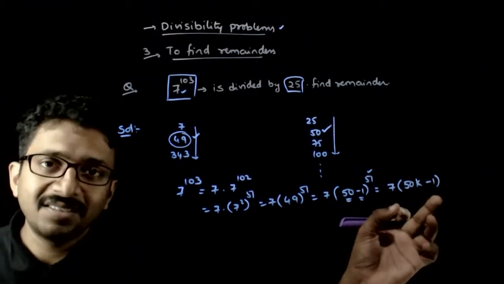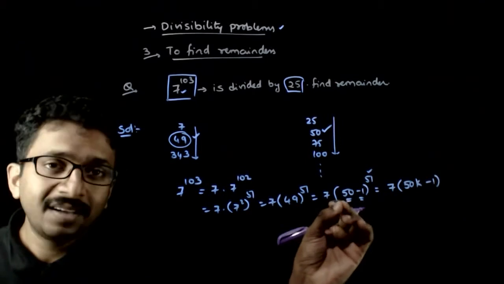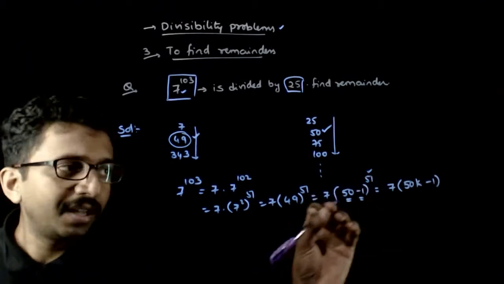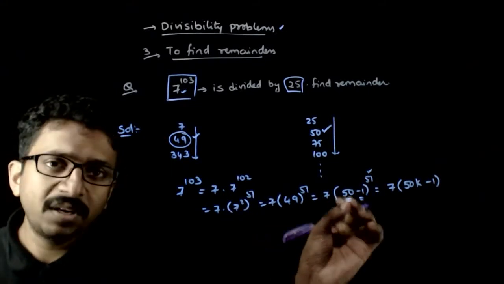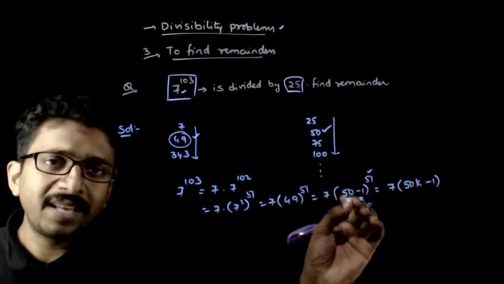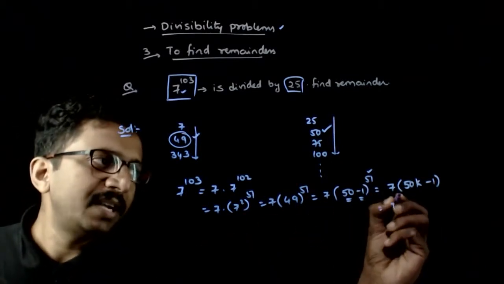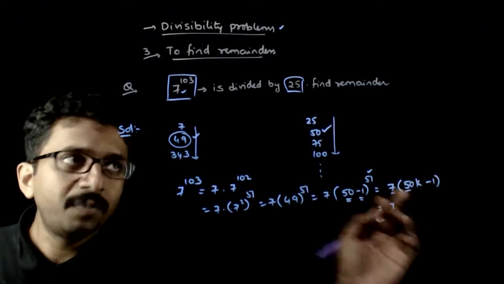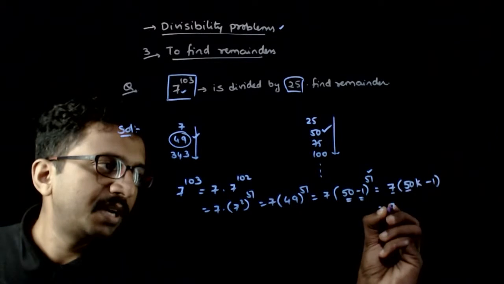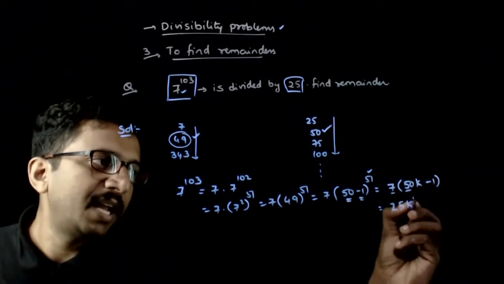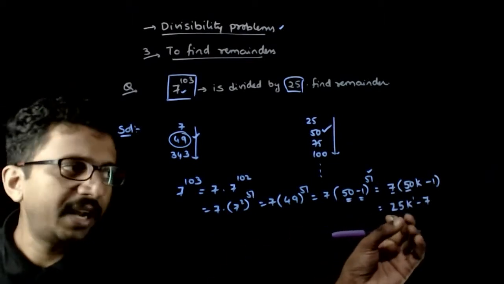We have already discussed this in the starting: x minus 1 whole power n will be of the form kx plus 1 if n is even, and kx minus 1 if n is odd. So 50k minus 1, that is equal to 7 times that. 50 is a multiple of 25, so 7 times 50 is also a multiple of 25. So this can be written as 25 times some k dash minus 7.